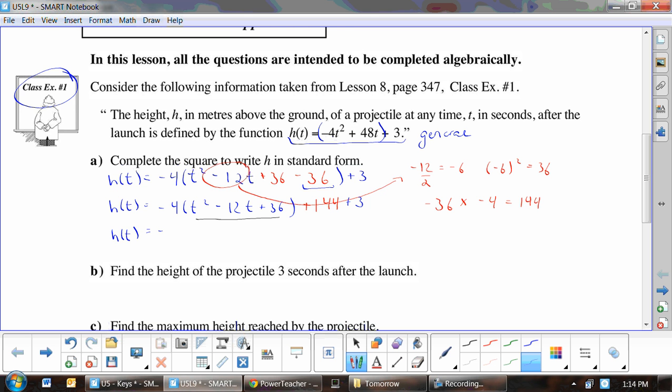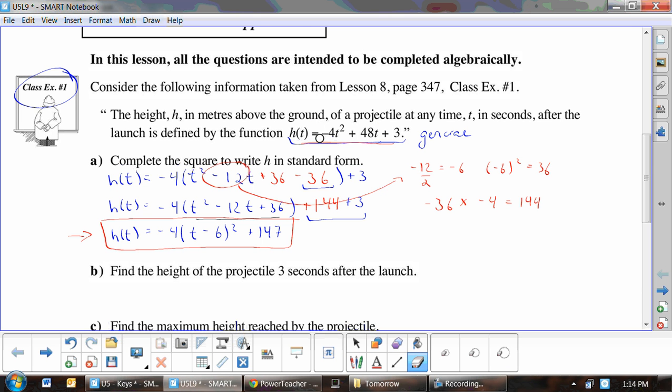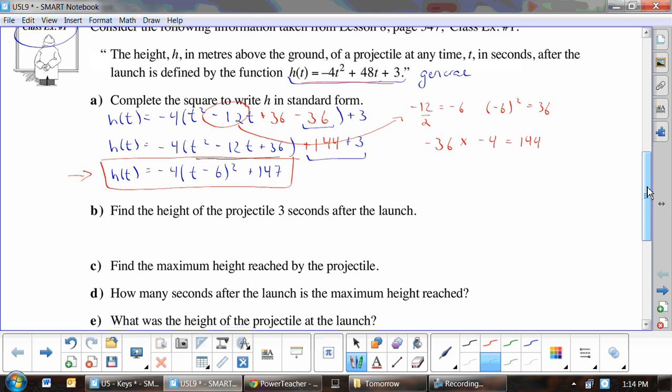So we'll go negative 4, and we know that our perfect square is t minus 6 squared. And then we just have to simplify this part. So we get plus 147. And this is our equation in standard form. Okay? So this is nice because, like we talked about earlier in the week, we know a lot more when it's in this form than when it's in this form. We know more in standard form than general form.